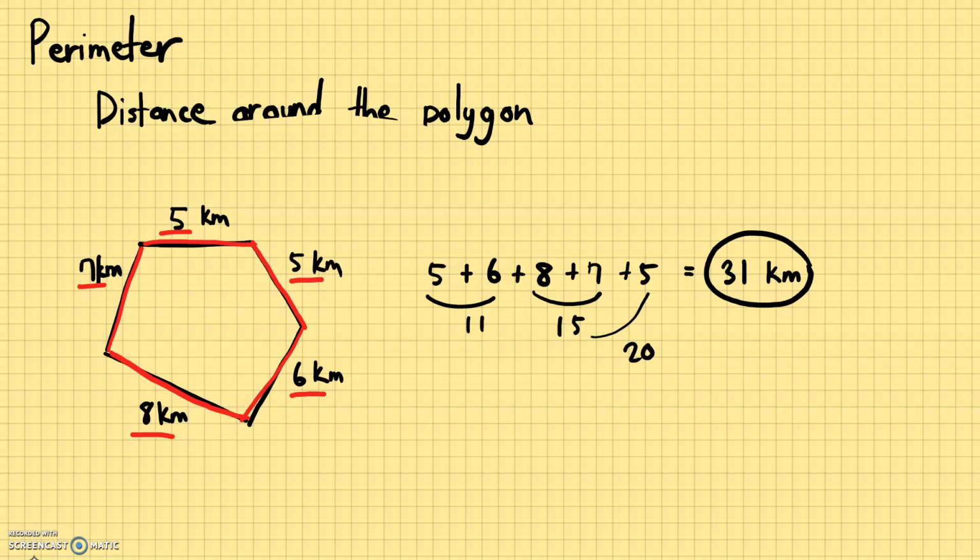Okay, so that's what we mean by perimeter. When we say perimeter, it means the distance around the polygon, and what you need to do is you just need to add up all the sides of that polygon to get the perimeter, and make sure you include the unit as well.